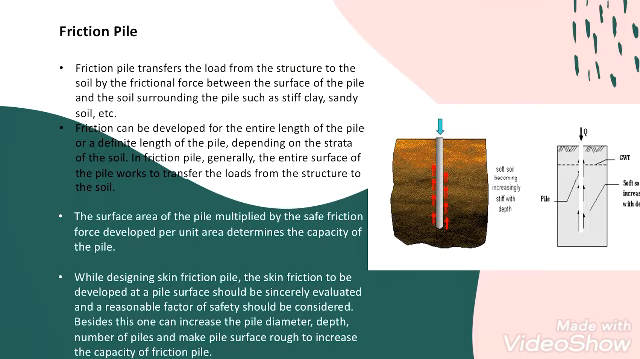Besides this, one can increase the pile diameter, depth, number of piles, and make the pile surface rough to increase the capacity of friction pile.